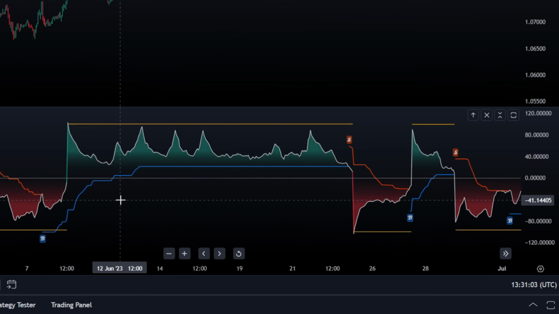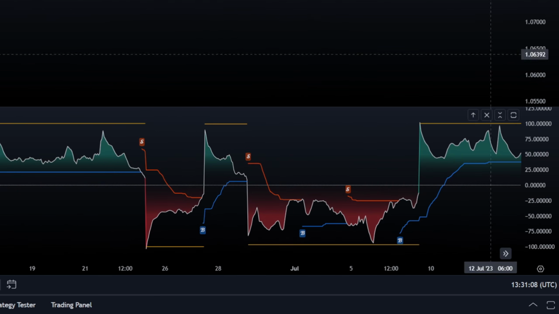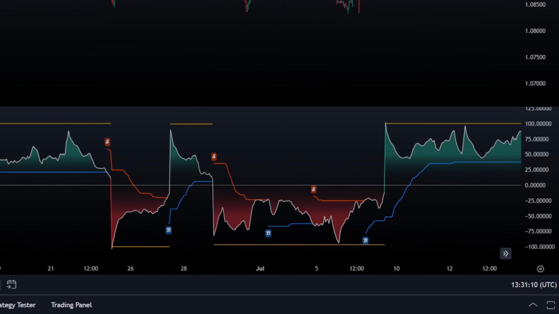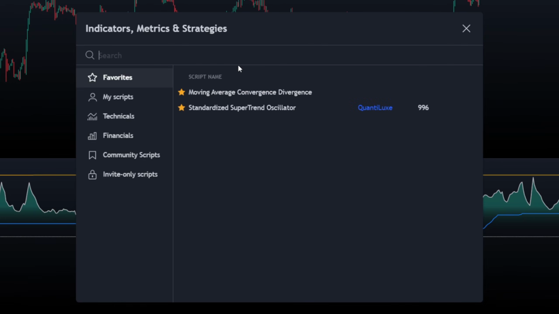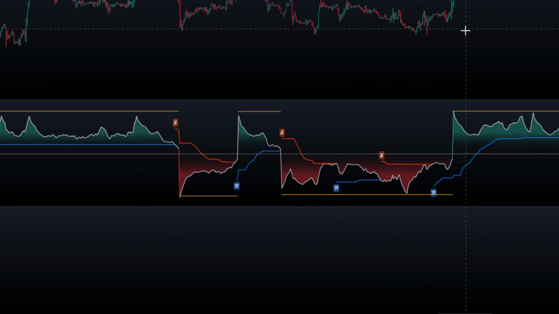Alright, now let me teach you a trading strategy based on this indicator. As you can see, some of these signals are very good and we have large movements in the price after them, but some others are not good, and we need to filter them. For this purpose, here we click on Indicators and search MACD, this one, Moving Average Convergence Divergence.